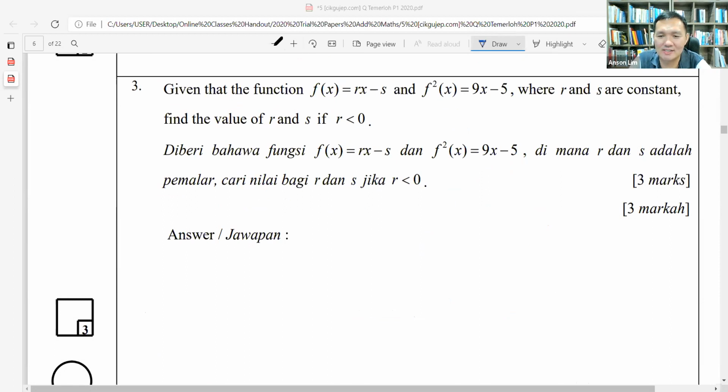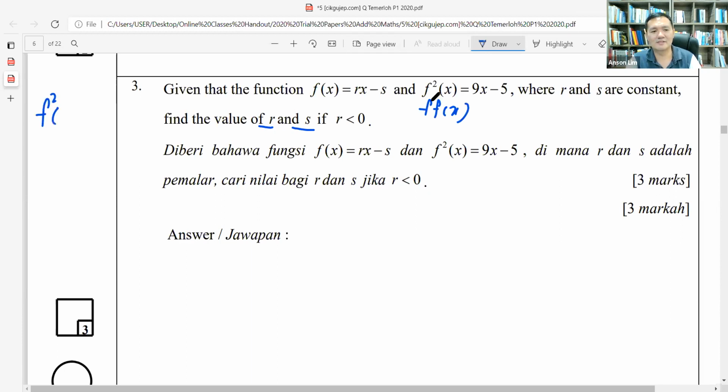Especially, they ask you to find the value of R and S. They give you f composed with f. A lot of people think that this is f squared. They thought f squared was f. This is not square. It means f of f. I always see students thinking that, but no, it's a composite.